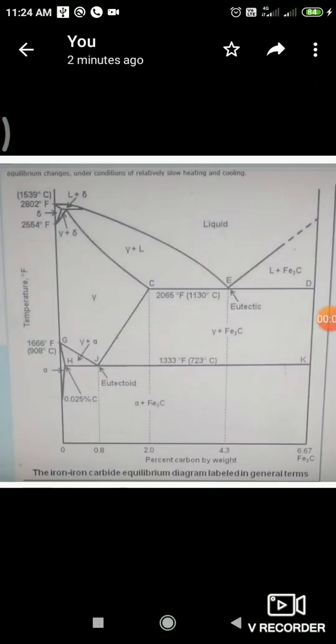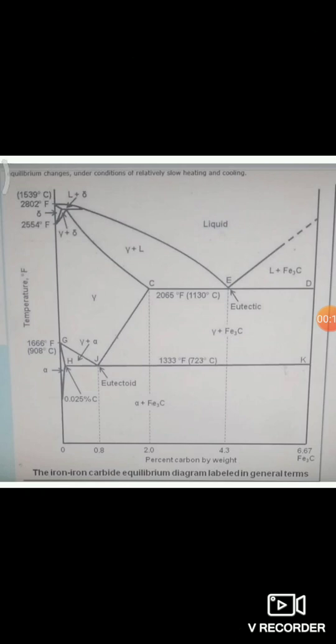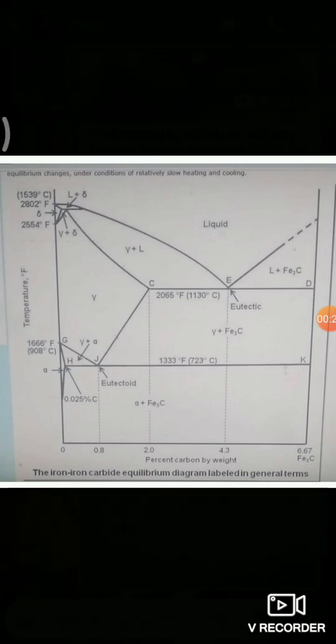Good morning, everyone. Today we are going to study MEM, that is Mechanical Engineering Material. Under that, we are going to study the basic MEM, the iron carbon equilibrium diagram, also called the iron carbide equilibrium diagram.